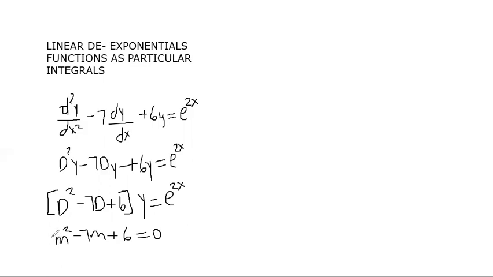So if we say there's an imaginary 1 here, it's 1 multiplied by 6, which is 6. Then we need two numbers that multiply to get 6 and add to get minus 7. So we could use minus 6 and minus 1. Now we have m squared minus 6m minus m plus 6 equals 0.